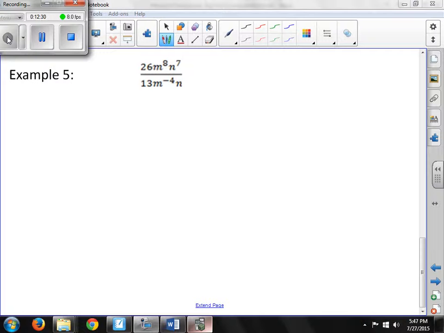This is our last example on this section. We'll have 26 divided by 13 will give us 2. And we have m to the 8th and n to the 7th. And the m to the negative 4 can rise to the top and become m to the positive 4. And the n to the 1 can stay in the denominator.